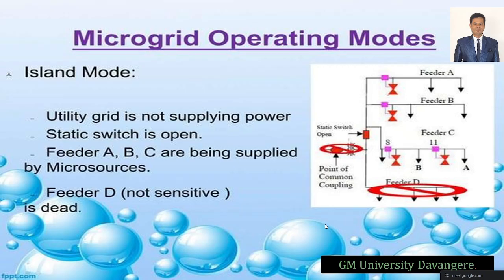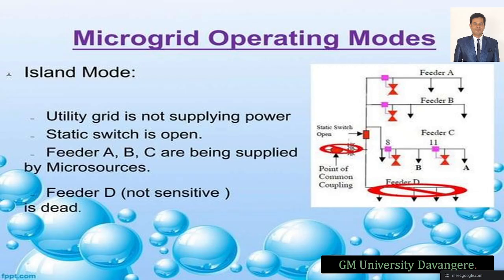Okay, and sometimes feeder D is not sensitive, it is completely dead. Okay, it means that the power is not being given to this, because the feeder is not connected. Actually this feeder is not connected to this grid when there is a failure of this grid. Okay, so this is what we call island mode.